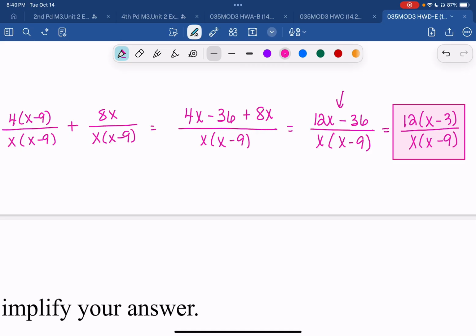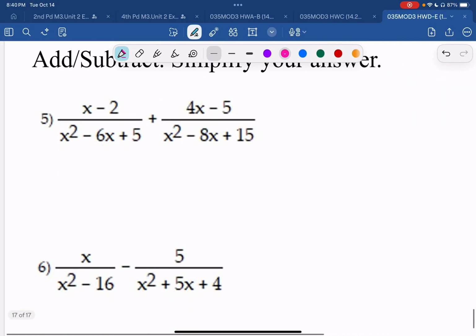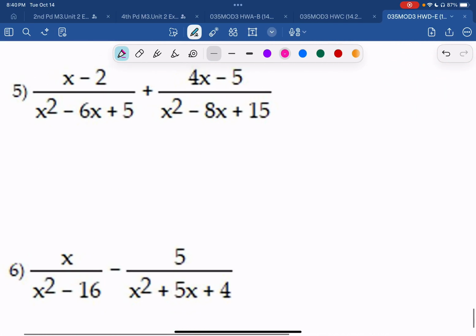Okay. All right, let's look at one more. Actually, two more. Okay, he's got a little bit more going on. So we're going to start by factoring. So if I factor 5, that factors into x minus 5 and x minus 1. And then this one factors into x minus 5 and x minus 3.